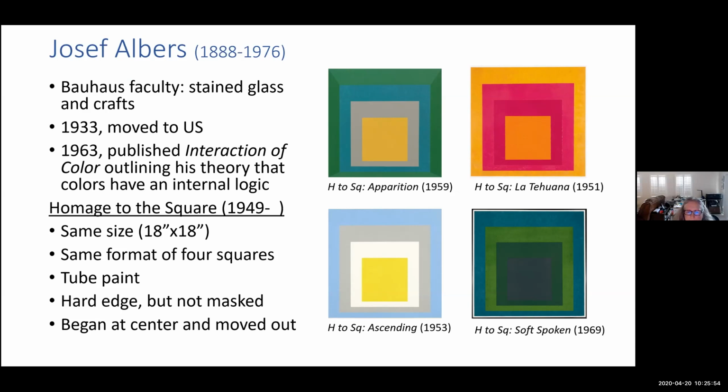But he didn't mask. He would draw the line and then paint up to it, but he did not use masking to create these lines. One interesting thing that I didn't know until now was that he actually started with this square in the center. So down here in what's called Ascending, he would have started with the yellow square and then moved out and painted each square. So this was just variation upon variation upon variation.